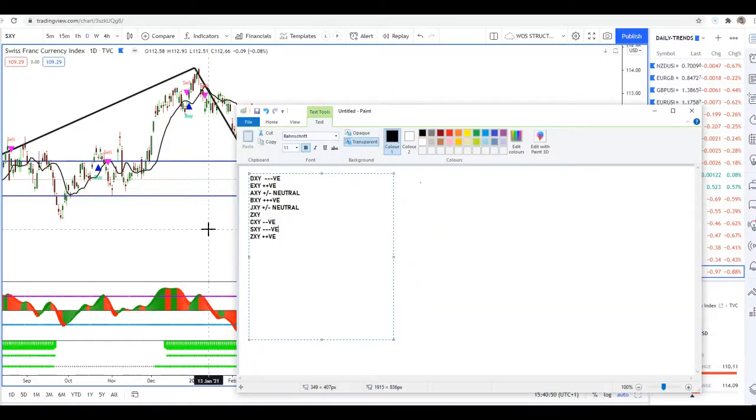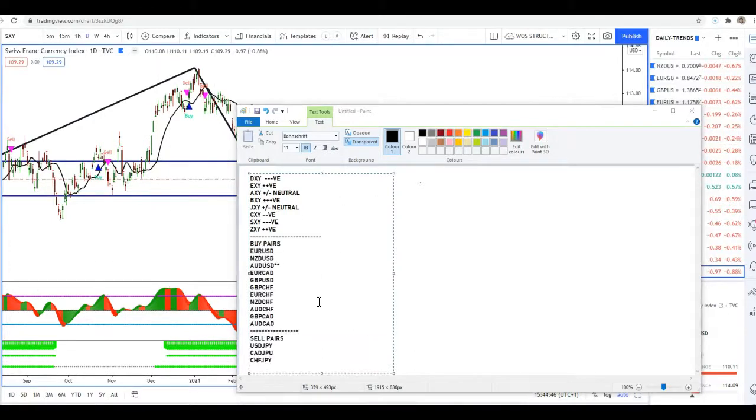We've done the New Zealand. Okay, so that's basically it. Looking at this gives us the ranking like this. Okay, and I'll quickly type up the ranking and we'll talk about this. So according to our analysis, we have these pairs as buy pairs and these ones as sell pairs.